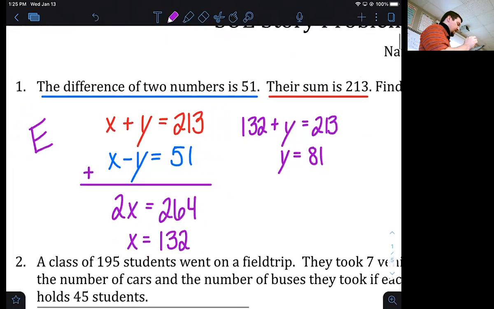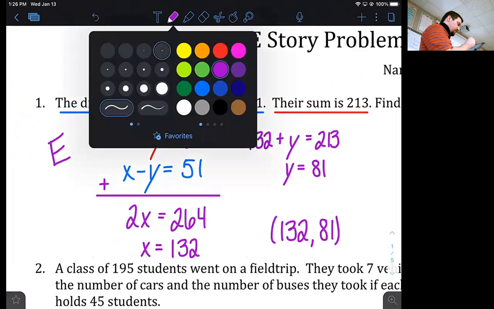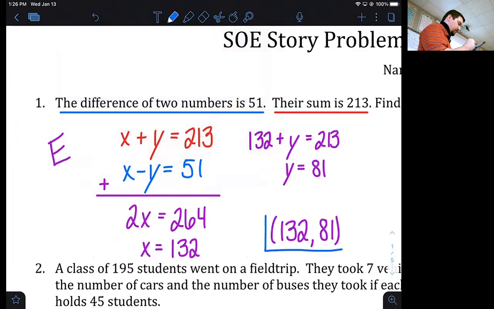Do you want us to write it as an ordered pair? Yes, I do want us to write this in ordered pair. So this would be x, it's 132. It does not need a label because it's just a number. And then y would be 81. You could subtract 132 minus 81 to see if it's 51.